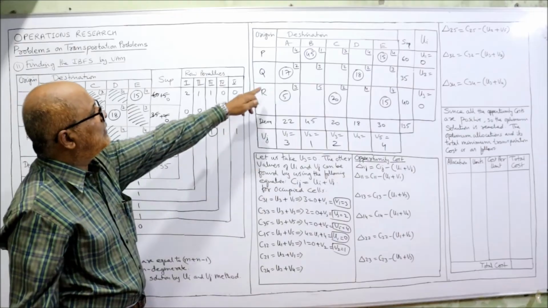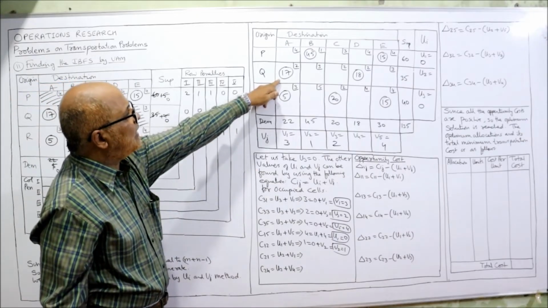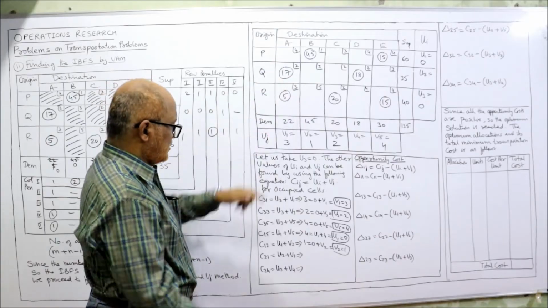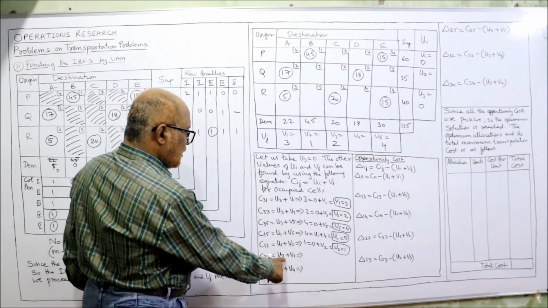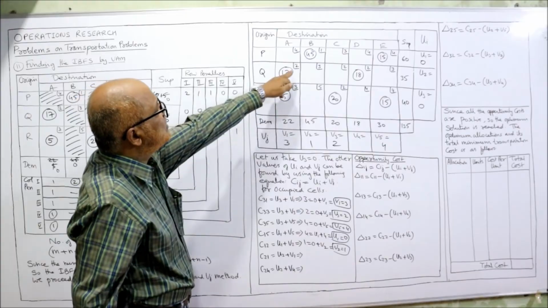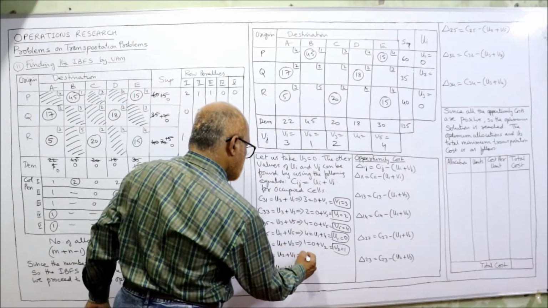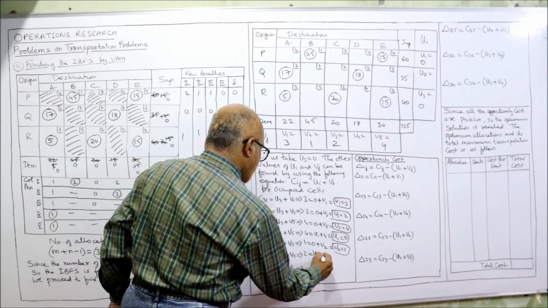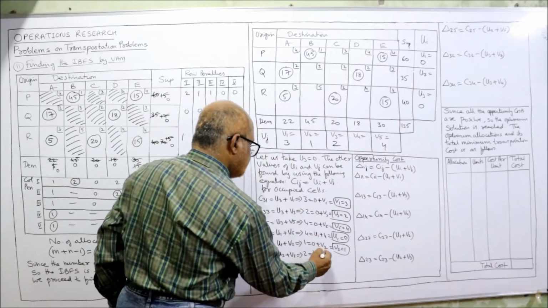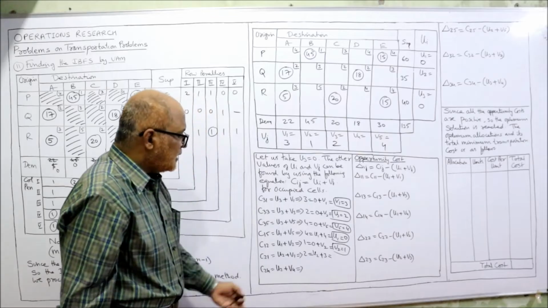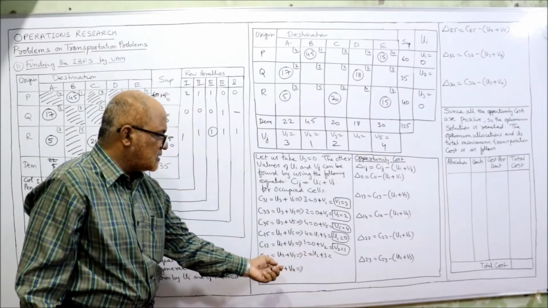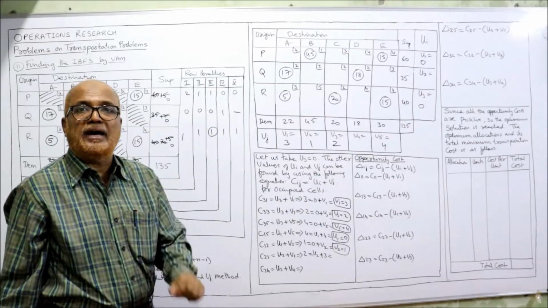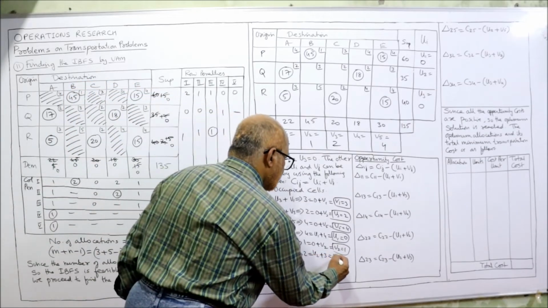Now we take 2, 1, this one. By using this cell, we can get the u2 value. The location is 2, 1. C21 is equal to u2 plus v1. C21 is 2. 2 is equal to u2, which we don't have, plus v1. v1 we have as 3. Bring the 3 to the LHS. So 2 minus 3 is equal to u2. 2 minus 3 is minus 1. So u2 is minus 1.